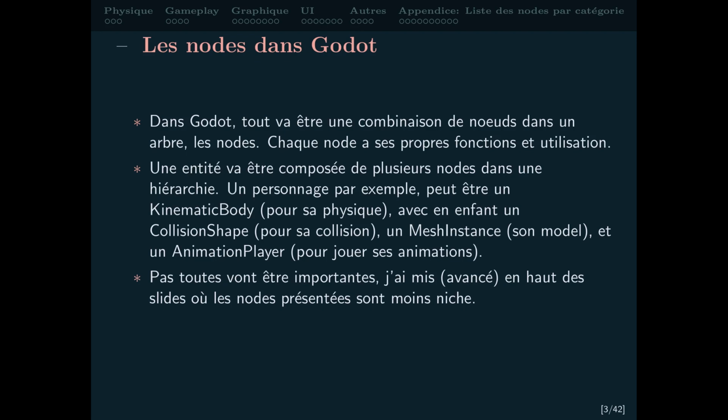To give an example of what a level structure in Godot would look like, you would have your main root, which is given by the engine, and which will then have several children, which can be the level or a character. A character itself, for instance, is going to be defined as a kinematic body for its root node, which will handle its physics. As children, it will have a collision shape, like a capsule, to know where it is in the physics engine, a mesh instance, so you can render its 3D model, and one animation player to have the model actually move if it's a character. Not all nodes are important, so I put "advanced", avancé, above on the slide's name where the nodes are more niche.